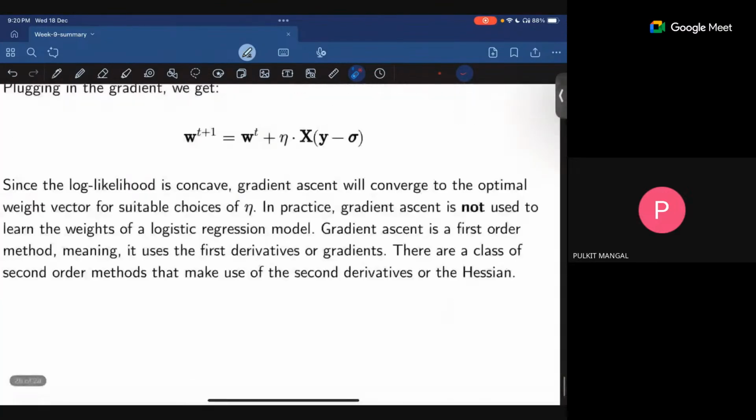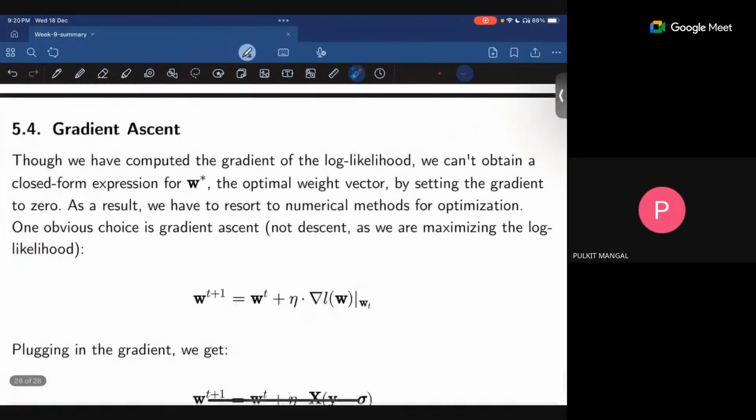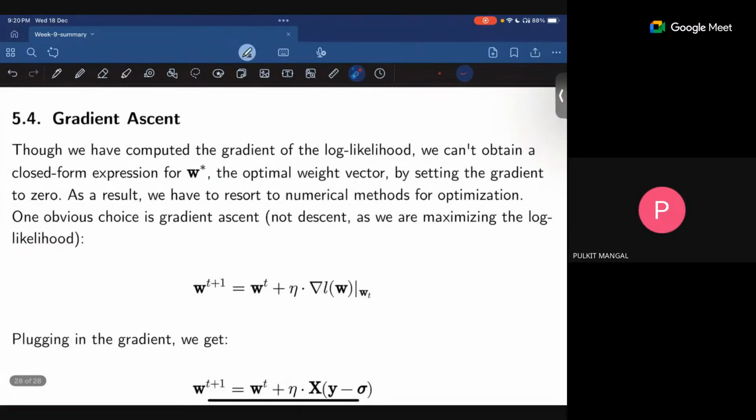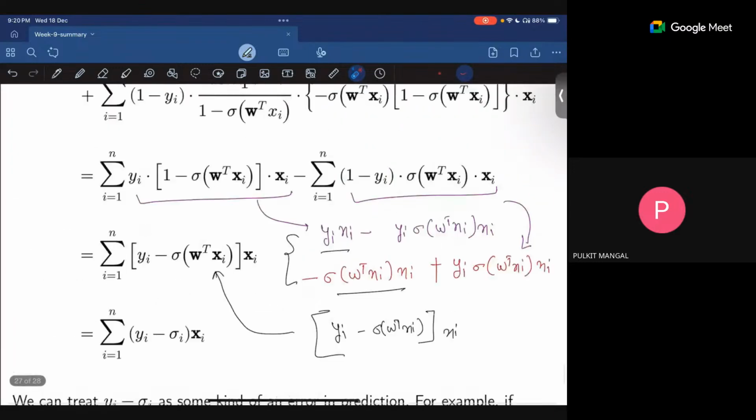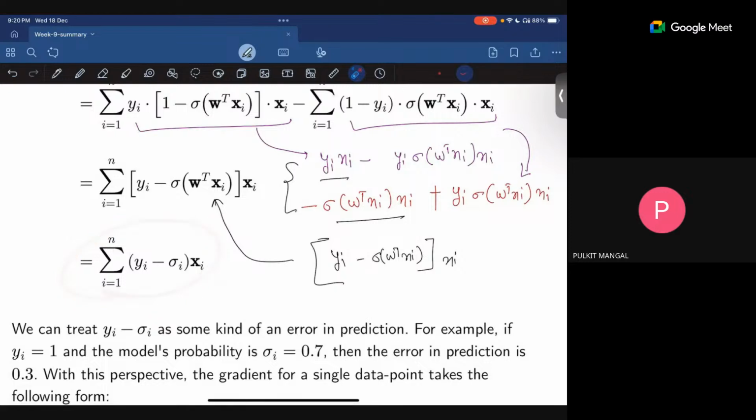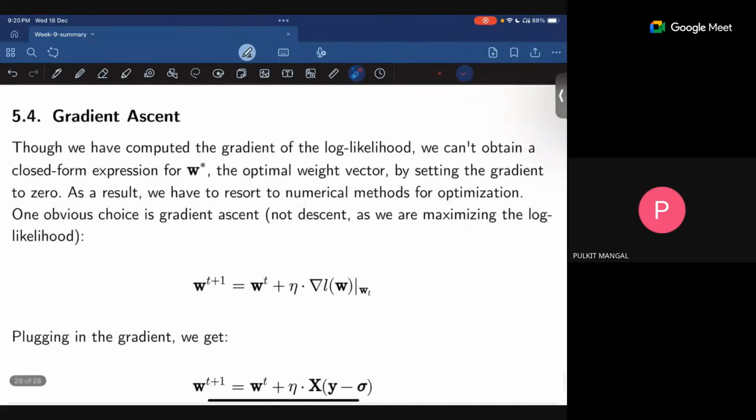I guess this is the final. So the final thing is gradient descent. As we have computed the gradient of the log likelihood, we have seen that we cannot get a closed form solution, because this is where we got stuck. We are not able to get any closed form solution for the W star. So we have to resort to some optimization technique, and one such choice is gradient descent.